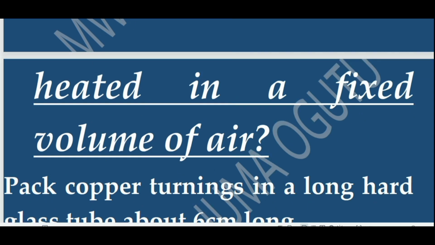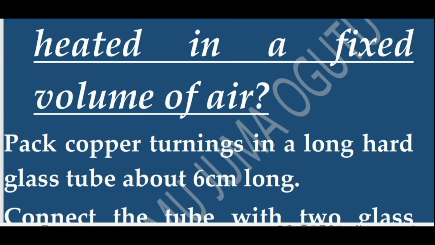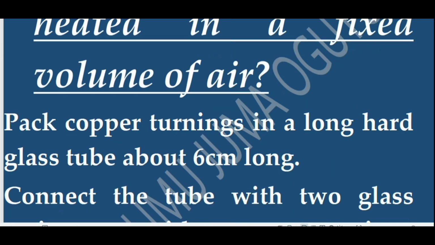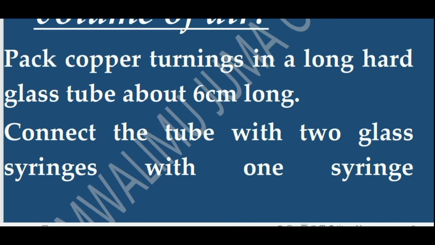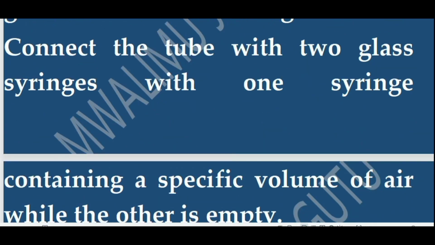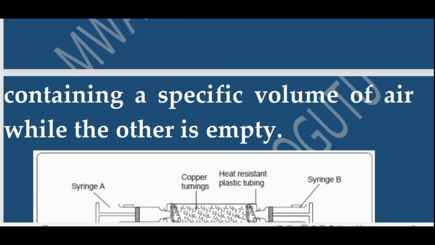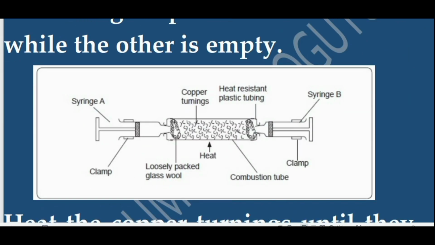So the procedure: we pack copper turnings in a long hard glass tube about 6 cm long. We connect the tube with 2 glass syringes, with one syringe containing a specific volume of air while the other is empty. We label them A and B.